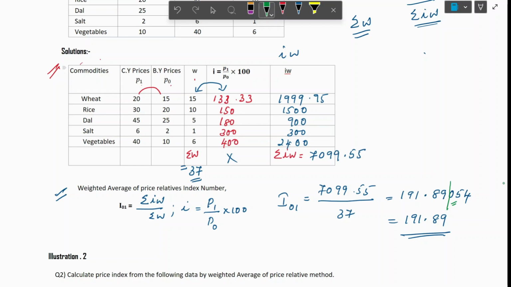First, you need to learn the formula. Even when learning the formula, always think that this is the summation of P1 and P0, summation of P1 in the numerator and P0 in the denominator. Therefore, it is the aggregative method, and you multiply by 100. Okay, the same way, just learn the formulas, and according to the formula, just consider the extra columns.